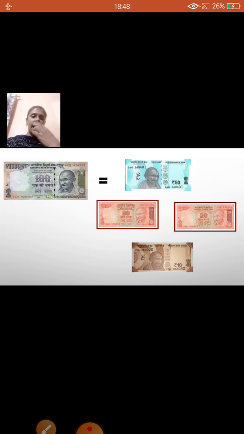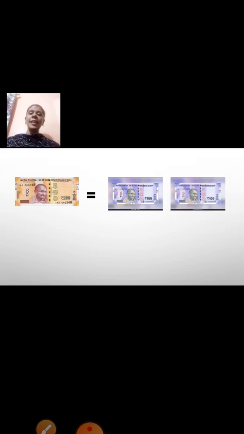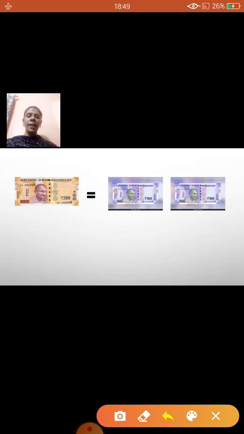Okay. Now next. This is which note? 200 rupee note. Correct. Now how are you going to give the change of 200 rupee note? Okay, 100 rupee. Then one more 100 rupee. Okay, that means how many 100 rupee notes are we having? 1 and 2. That means 100 plus 100 will be 200.